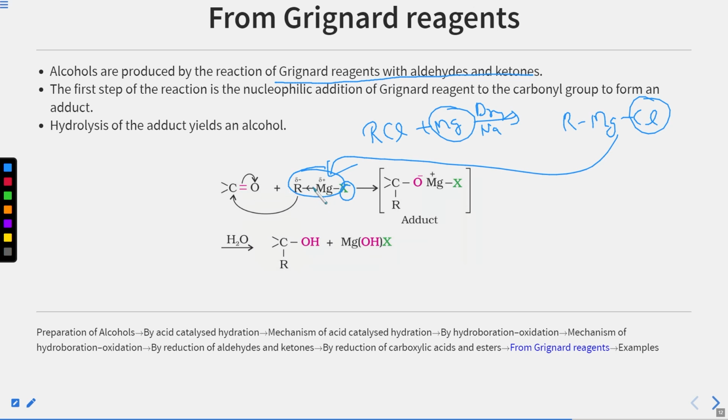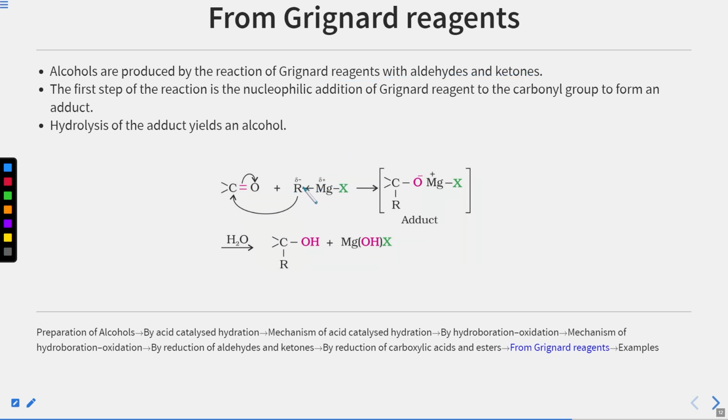Now we look at this bond. This Mg is of course a greater positive charge carrier because of its electropositive nature. Therefore this R will be negative and carry a delta negative charge. This oxygen is electronegative, so the carbon will be a positive charge center. Now this negative R attacks this carbon carrying a positive charge, and this bond will move here. It is very important to understand this arrow pushing mechanism.